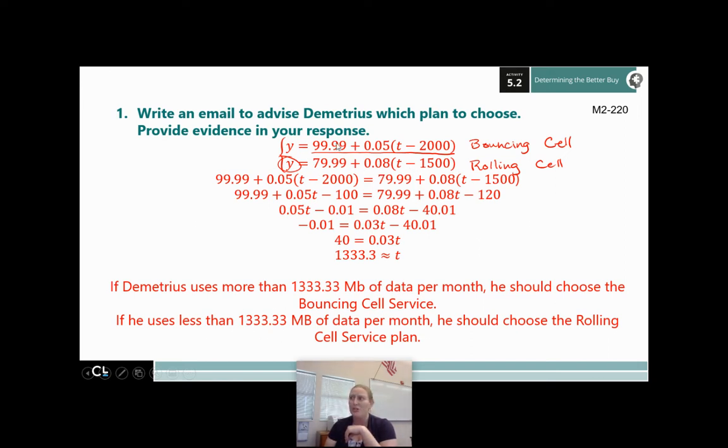They have a cheaper starting cost, right? And he wouldn't be going over his minutes anyway, so it'd be okay. So it looks like that's the break-even point. That's good. So Demetrius really needs to analyze how much data he is using each month. If he's using more than this amount, go with bouncing cell service. If he's using less than that amount, then he should choose the rolling cell service plan. Just depends on how much he's using.